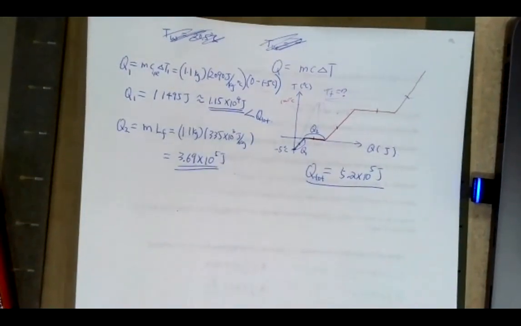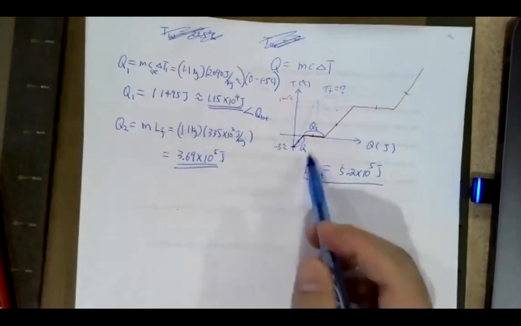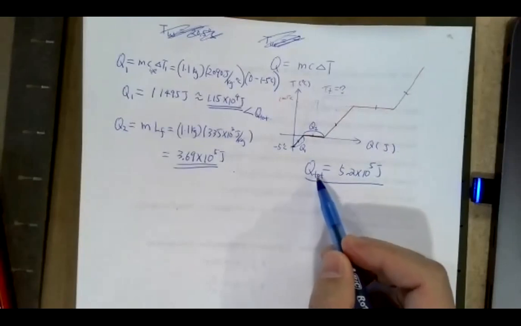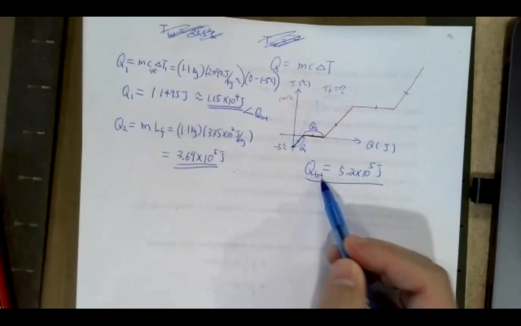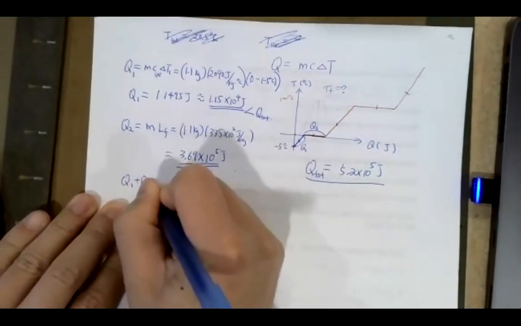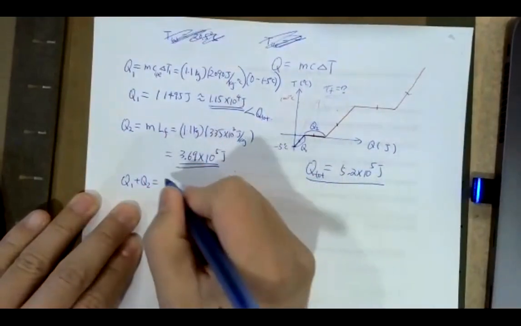So at this point, we need to see if Q1 plus Q2 is equal to, less than, or greater than the total heat you added. Okay, so we'll have to do Q1 plus Q2, adding up the first two processes, to see what's the total Q.